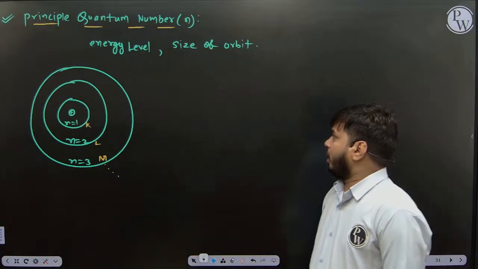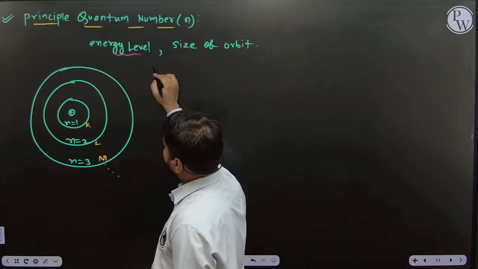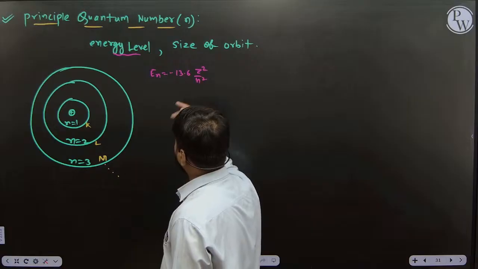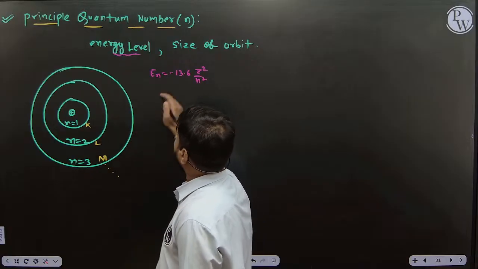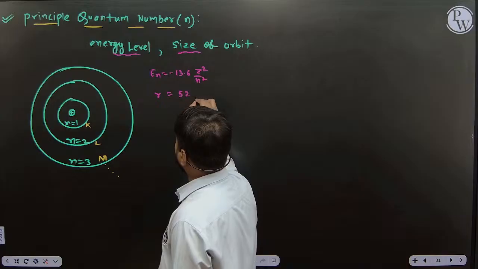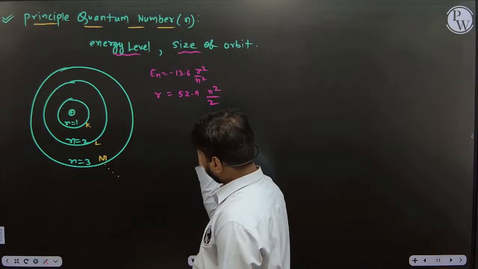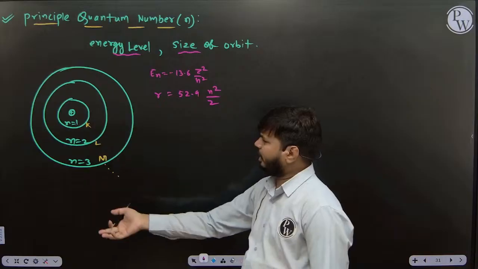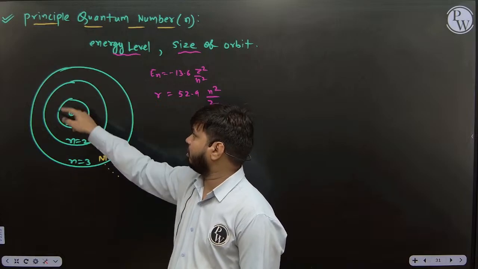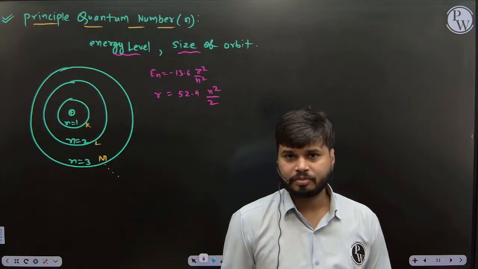Now, how are they going to represent the energy? They represent the energy levels, as we just saw in the formula: En is equal to minus 13.6 Z square upon n square. They also represent the size. We have also seen the radius: r is equal to 52.9 n square by Z. So they also tell you about the radius, and the radius represents the size. Lower the radius, lower the size of the energy level. Higher the radius, higher the size of the particular shell.